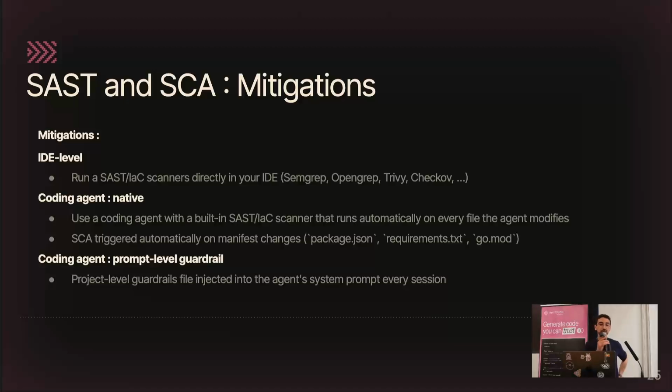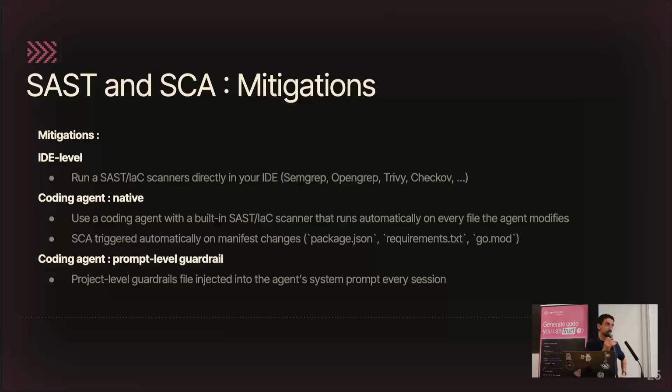So the mitigation for SAST and SCA in coding agents is at the ADE level. You can run SAST scanners directly in your ADE. Some open source scanners we might find are from Semgrep, OpenGrep, Trivy, Checkov. Also, use a coding agent with a built-in SAST scanner, as Jérôme showed in the beginning of this, before the tournaments, in our coding agent that has native SAST scanners.